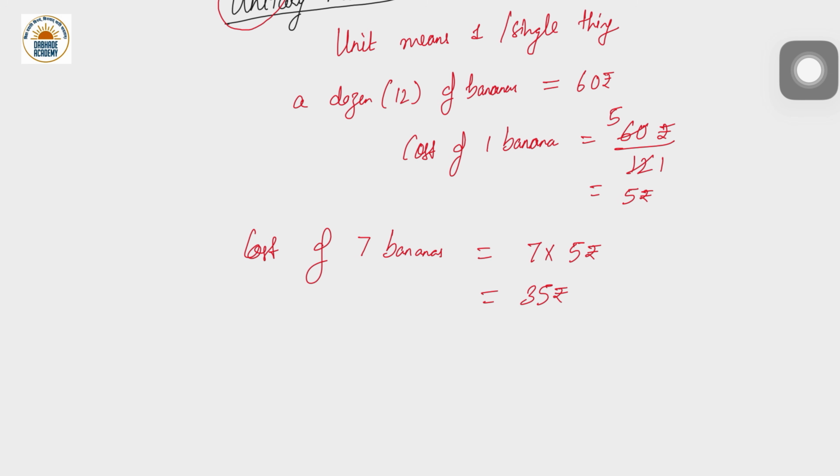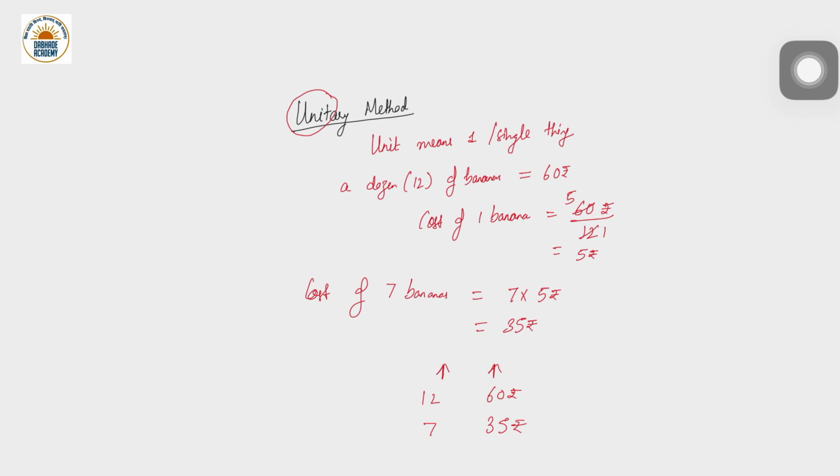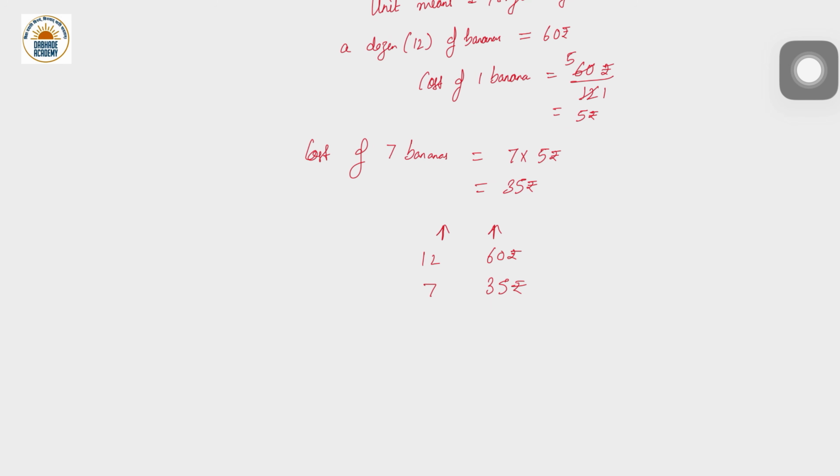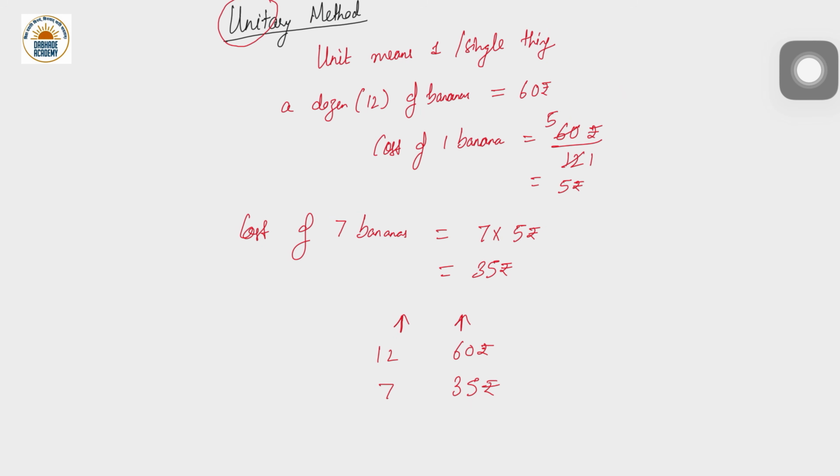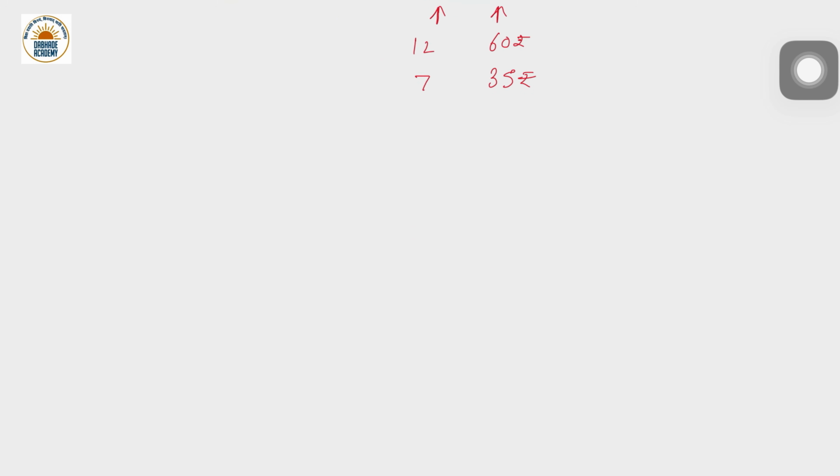As the number of bananas increases, the cost also increases. For 12 bananas, the cost was 60 rupees. And for 7 bananas, the cost decreases. As the number of bananas decreases, the cost also decreases. Okay. So this is a direct variation. And we are seeing that this is a unitary method which we use to calculate the cost of 1 banana firstly, and then we can calculate any number of bananas' cost. Okay, there's one more example with us.